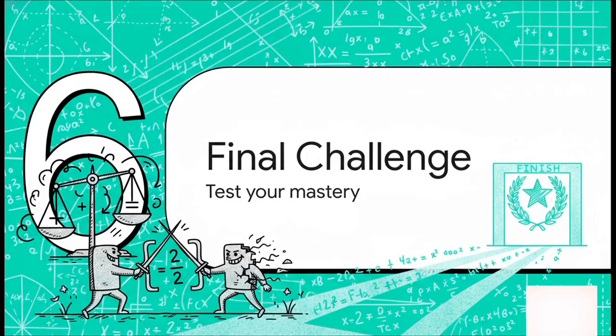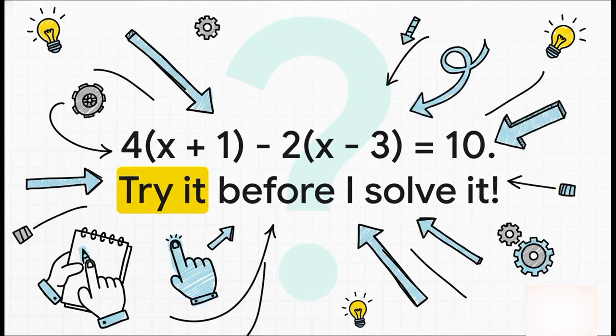And now, Section 6, the final challenge. You've acquired all the skills, you know the golden rule, you've battled the brackets, and you've absolutely crushed the fractions. So let's put your newfound mastery to the test. Here's your challenge. 4 times the quantity x plus 1 minus 2 times the quantity x minus 3 equals 10.